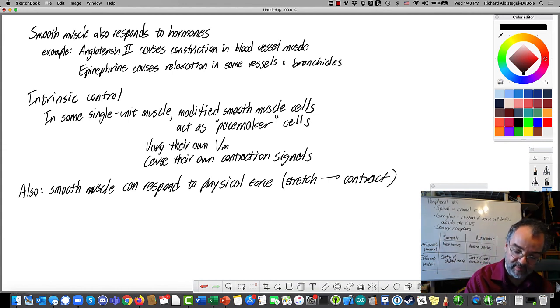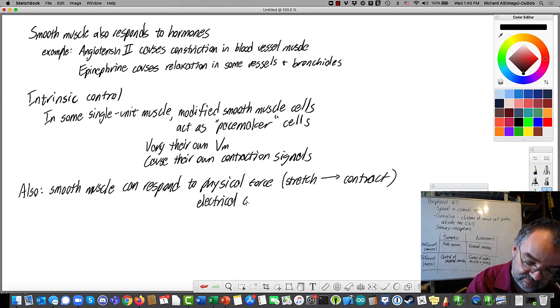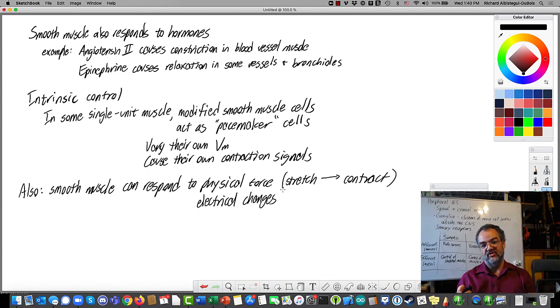So they can often respond to physical force, electrical changes, as well as the other things we talked about, local messengers and hormones, as well as autonomic signals, which kind of fall into that same idea. So there's a wide range of things which can cause smooth muscle cells to respond. Toward the end of this last lecture set, we'll show you a little bit about how that works at a molecular level. But our next step is to talk about how smooth muscle works.